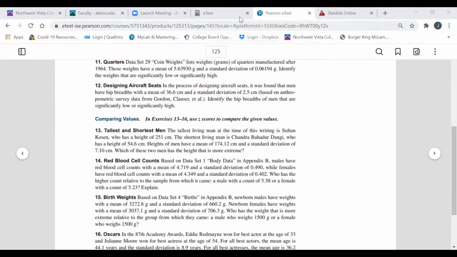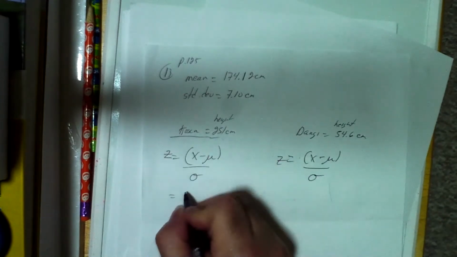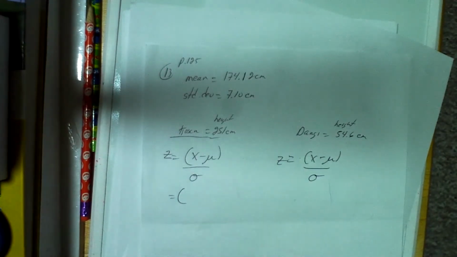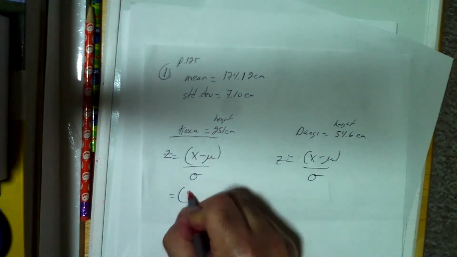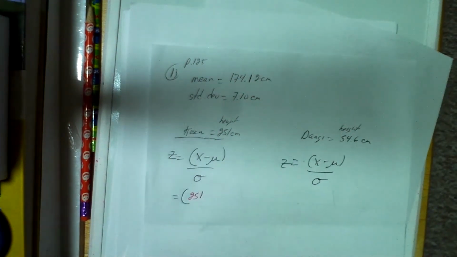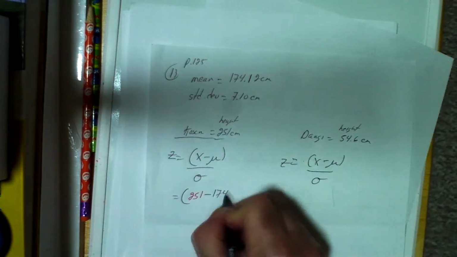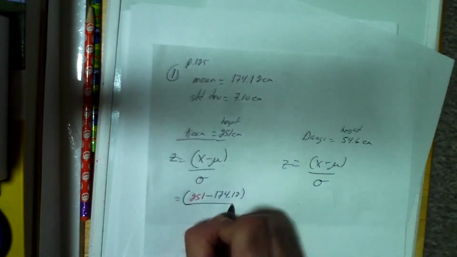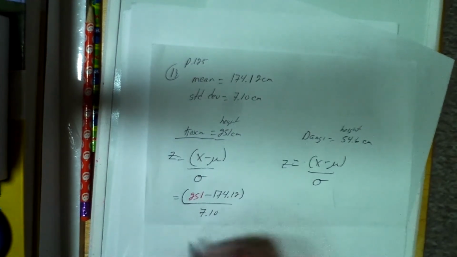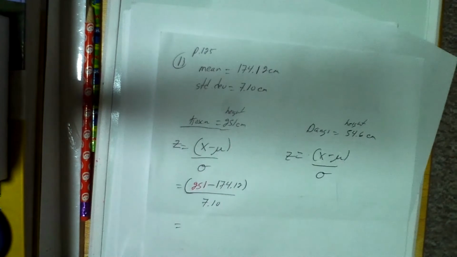Okay. Here we go. Okay, and we plug it in. So Mr. Kosen's height was 251 centimeters minus 174.12, and then we'll divide by 7.10. We're going to calculate it. And that gives us, let's see, use parentheses.